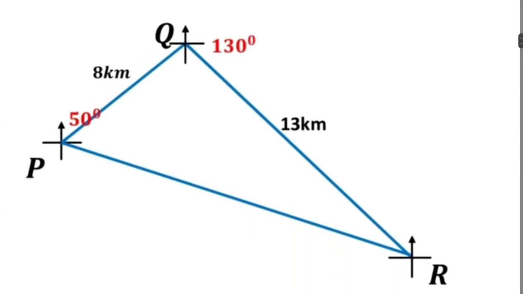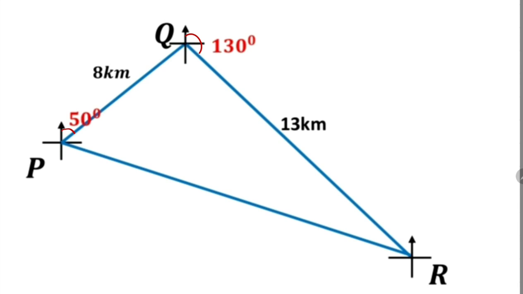Now, in this question, it is unique because we are given the diagram, so we are not to draw the diagram again. From the beginning, we are told that the bearing of Q from P is 50 degrees, so you can see it here, 50 degrees given. Then, we are told that the bearing of R from Q is 130 degrees, and this is the 130 degrees given to us.